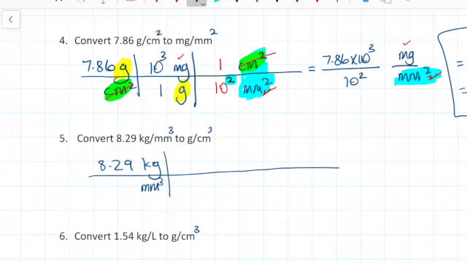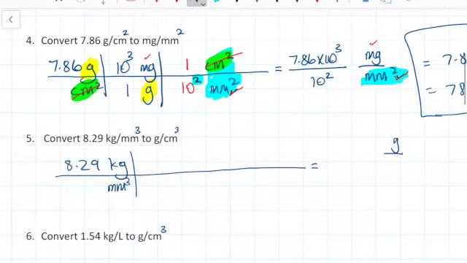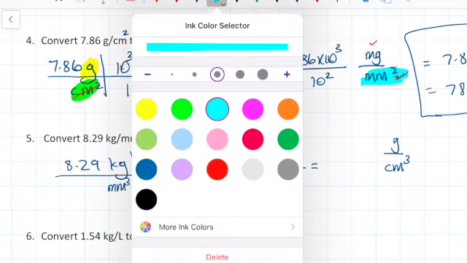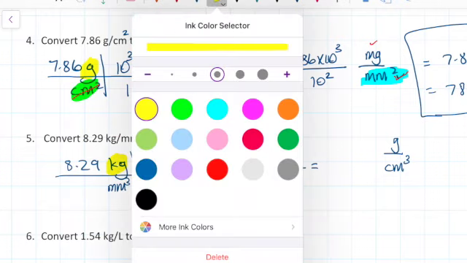.29 kilograms per millimeters cubed to grams per centimeters cubed. Who comes up with this stuff, huh? Okay, so once again, we know how to do this. We're going to set up our units. I have kilograms here. I'm going to place kilograms here. And I'm headed to grams. Boom, done. And now I need to take my millimeters cubed.